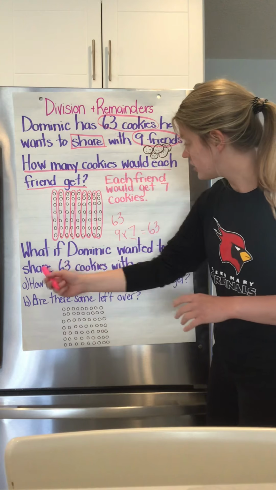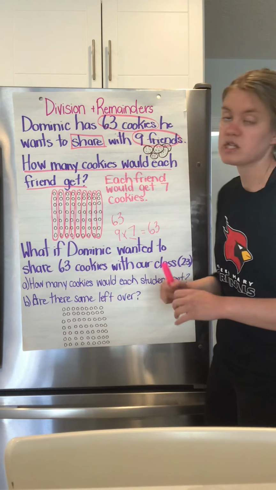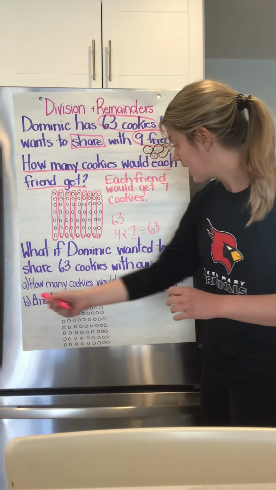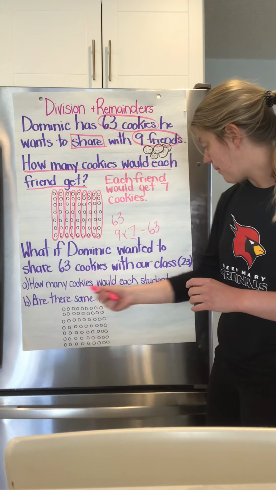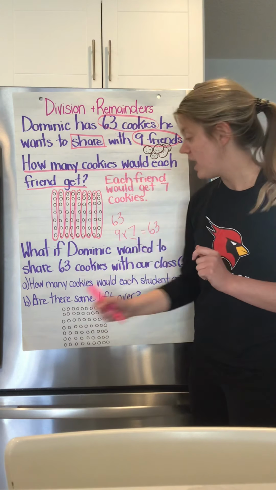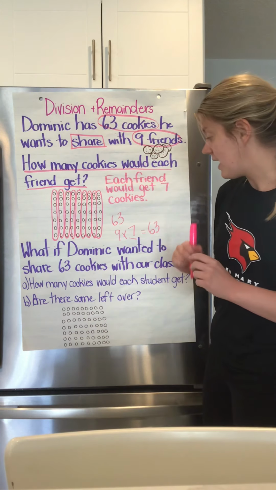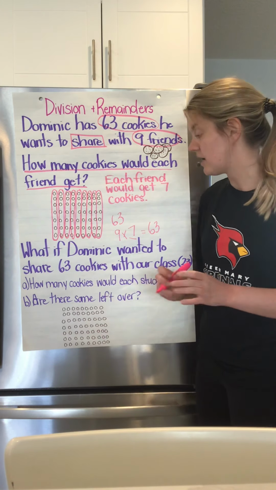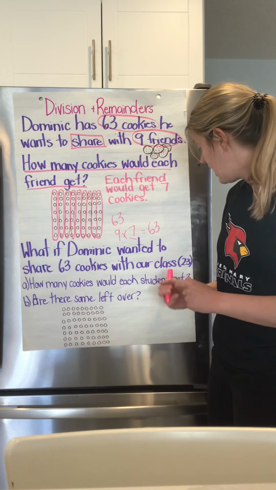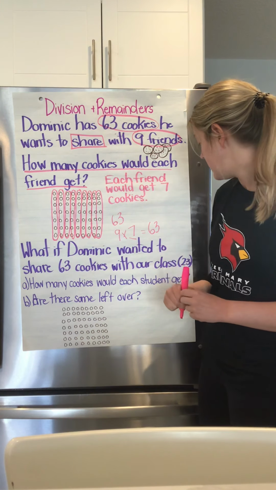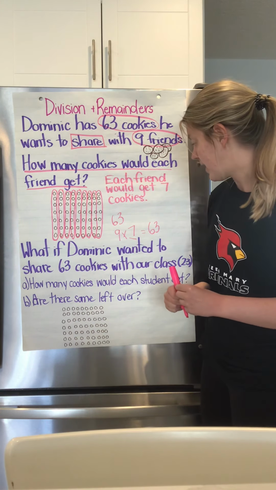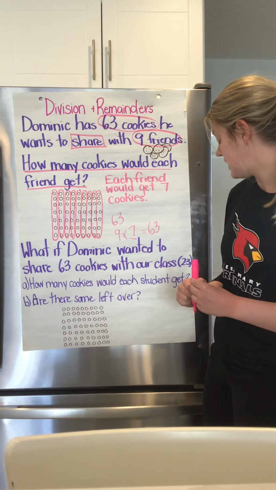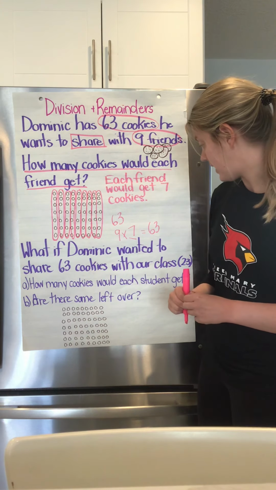If Dominic wanted to share 63 cookies with our class, and our class has 23 students in it, here's a 2-part question. A: How many cookies would each student get? And B: are there some cookies left over? So again, I've drawn my 63 cookies out just to save time, and I know that I need to make 23 groups of cookies. So I need to figure out how to make 23 even groups of cookies.